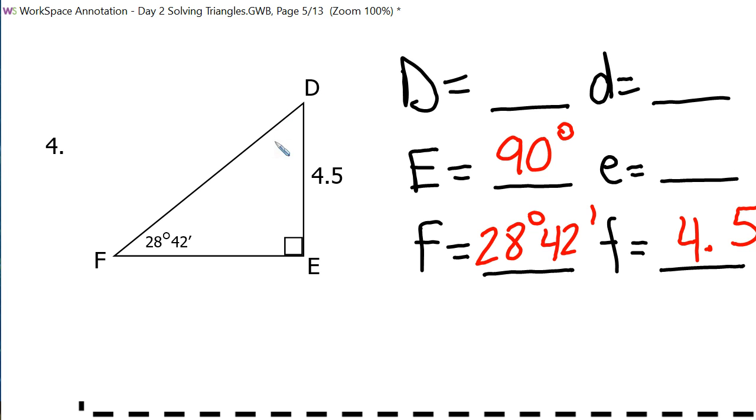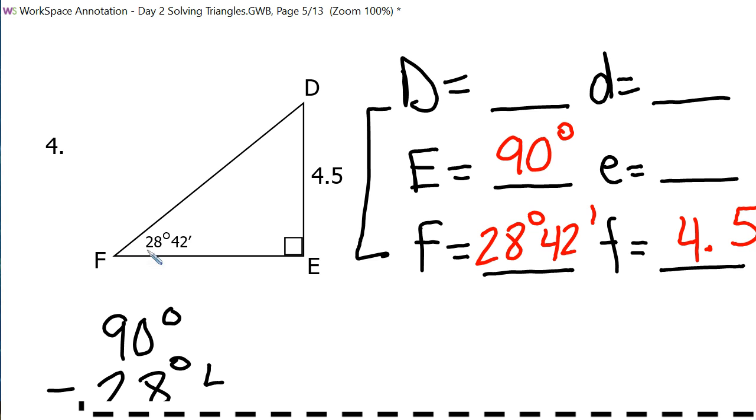So we can find that third missing angle because we know that angle D and angle F have to add up to how many degrees? These two right here add up to 90 degrees. So if I take 90 degrees and subtract 28 degrees, 42 minutes. Technically, you have a calculator, you can do that in a calculator. But what if you don't? What if you froze up? What if you didn't realize that? Well, do I have anything to subtract the 42 minutes from? No. So I'm going to have to borrow from the 90.